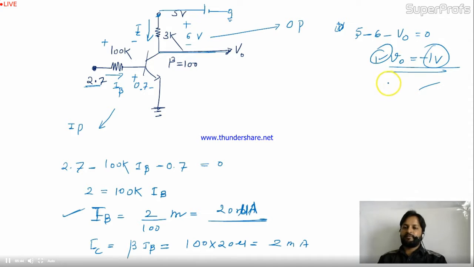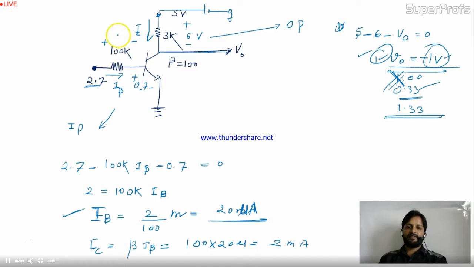Suppose you are having 4 options. Out of 4 options, at position 1 you are having V0 equal to minus 1 volt. Immediately you will mark it. At the same time you will lose your 0.33 marks, and it is a 1 mark question itself, so in total you are losing 1.33 marks. This is absolutely incorrect. It is not correct.